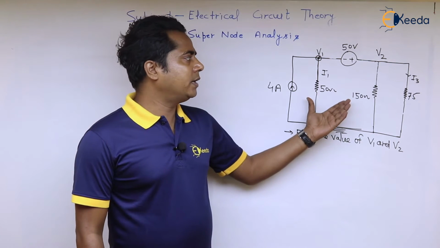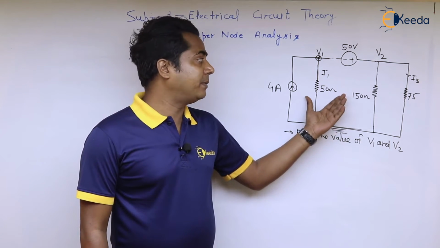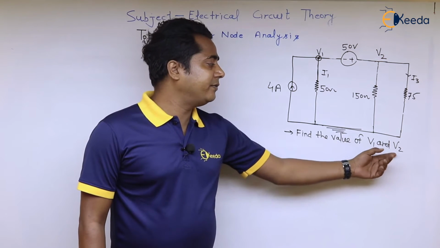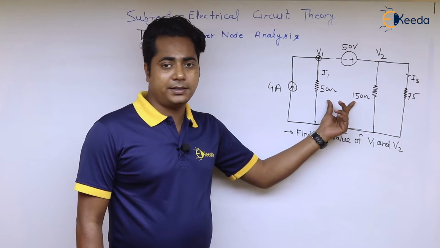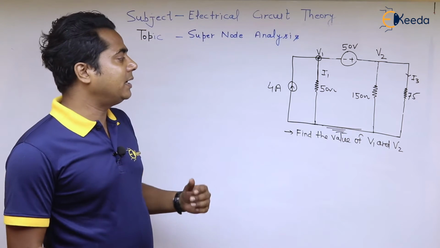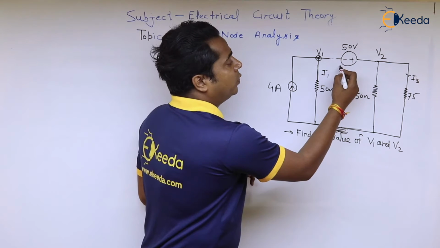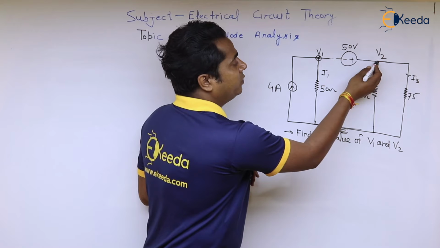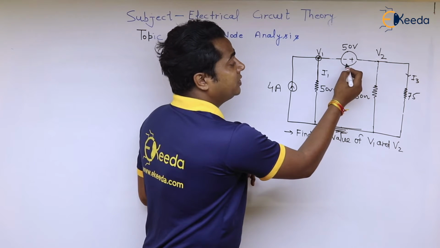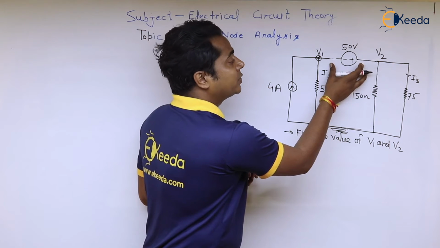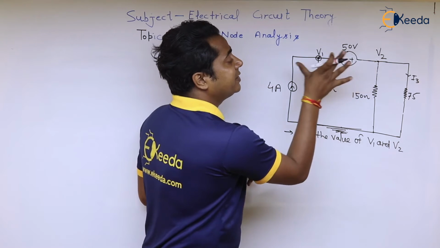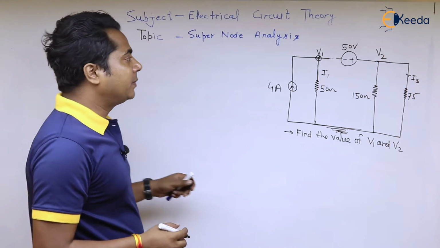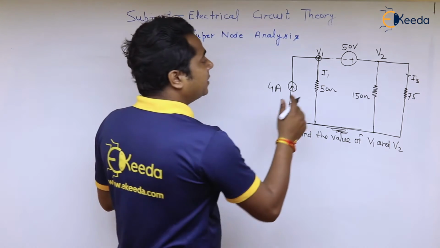We are going to understand supernode analysis with one example. Here in this circuit, find the values of V1 and V2 using supernode analysis. Considering supernode analysis here, a voltage source is connected between V1 and V2 which has internal resistance equal to 0, meaning an ideal voltage source is connected between two non-reference nodes. Then V1 and V2 will be what? A supernode. So we will be applying KCL at the supernode.